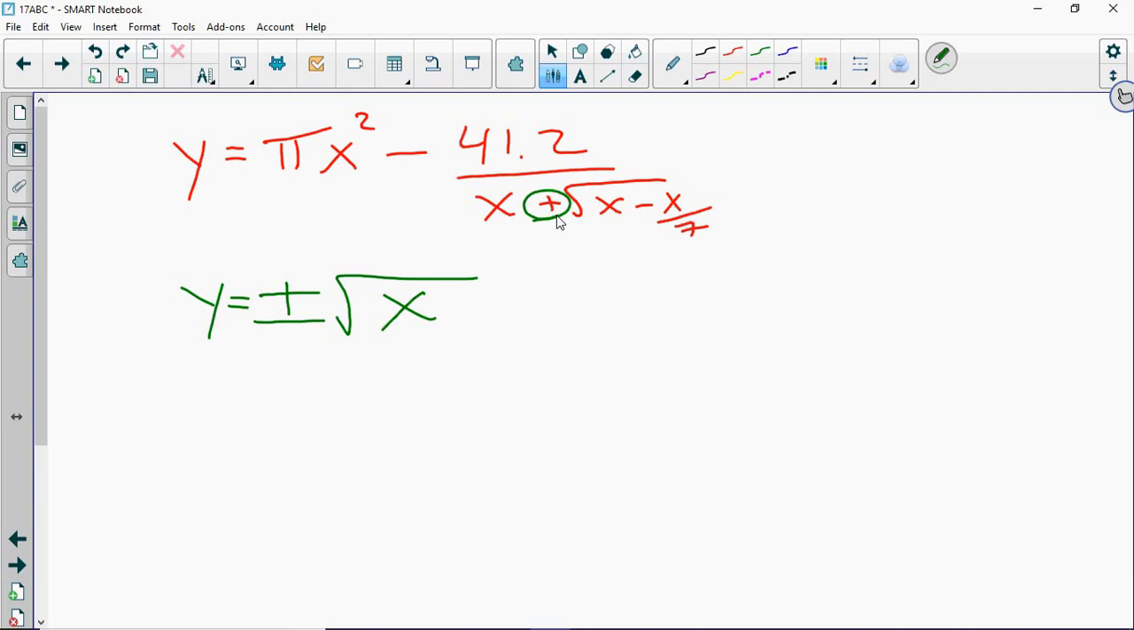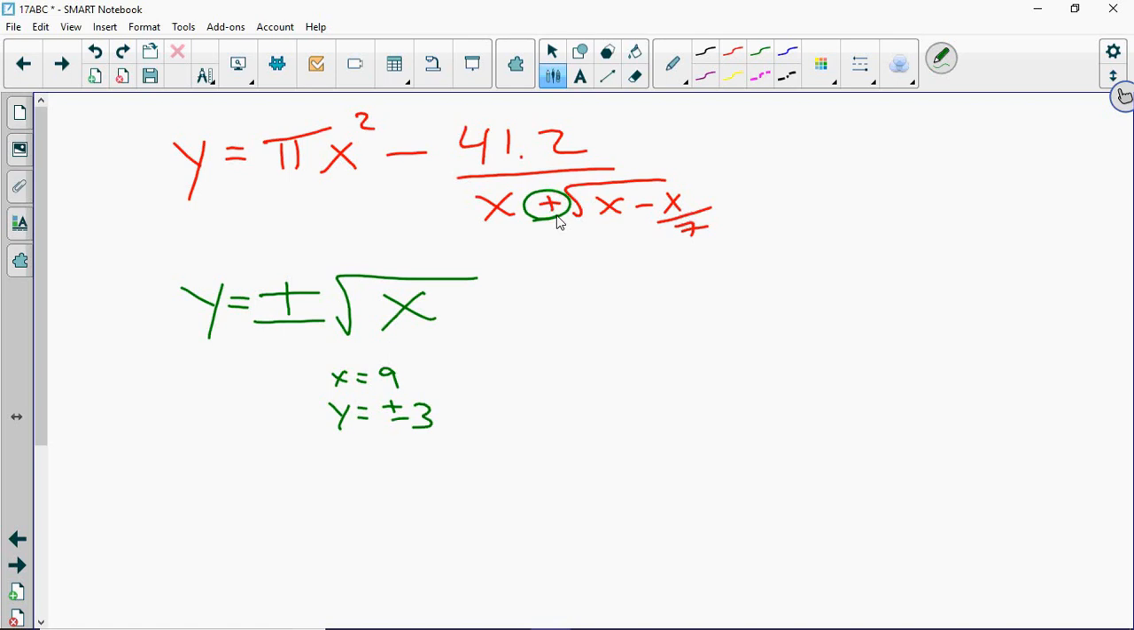For example, in this case, if I were to set x equal to, say, 9, then my y value would be equal to the plus or minus square root of 9. Y would be equal to plus or minus 3. And then I have a single x value mapping onto two different y values, 3 and negative 3. So that is contradicting the definition of what a function is. So that's not a function.